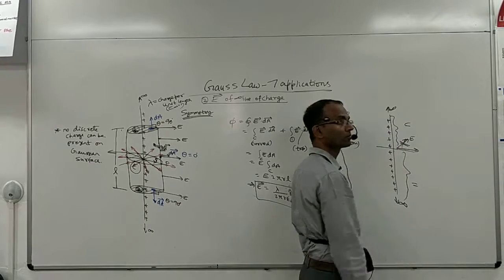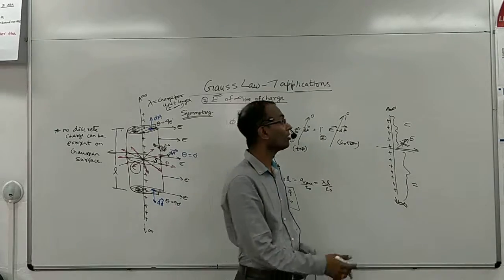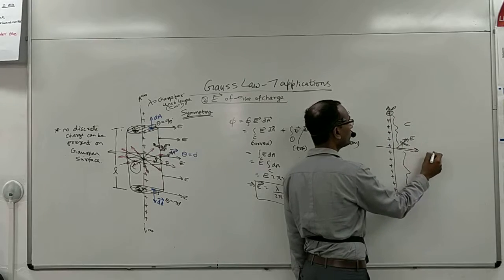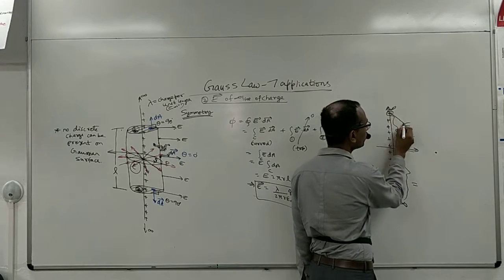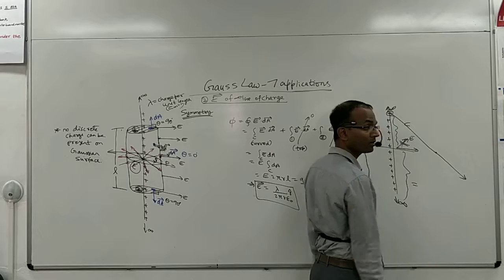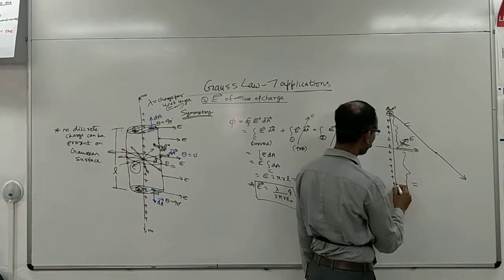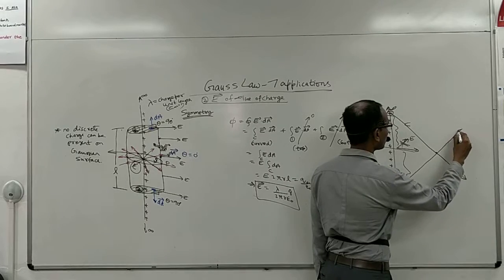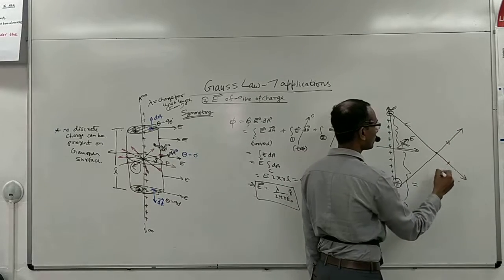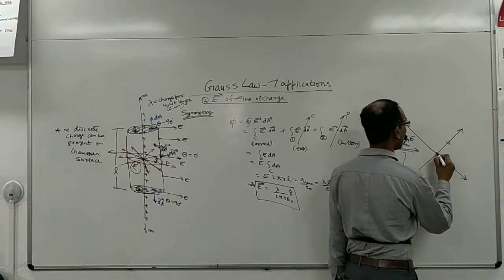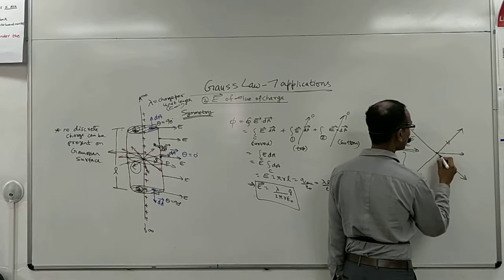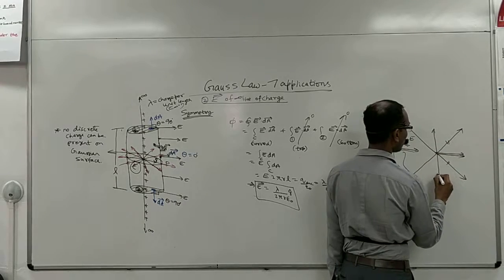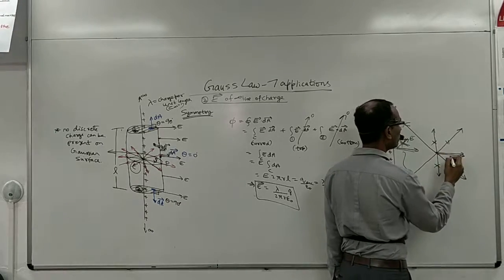So why don't the horizontal components cancel out? Horizontal components will only add up. Look at this diagram. This charge will push it like this. Take the same distance below from here, and that will push it like this. These two are equal. They will have x components like this and y components like this. The y components will cancel out, and the x components add up.